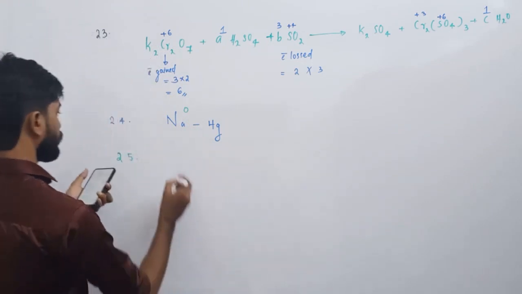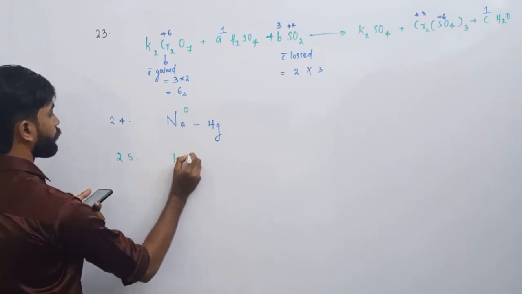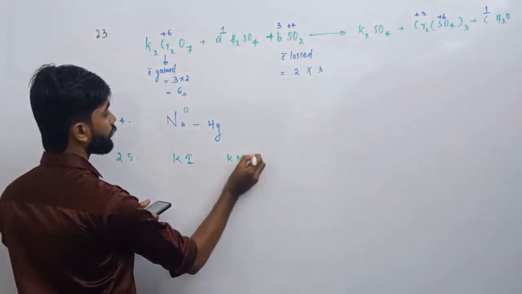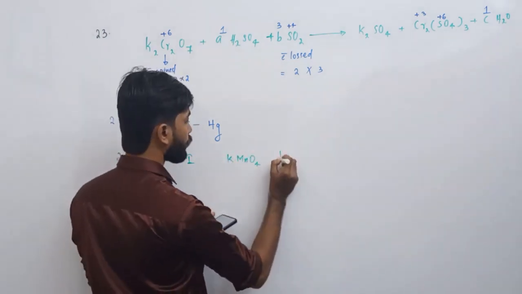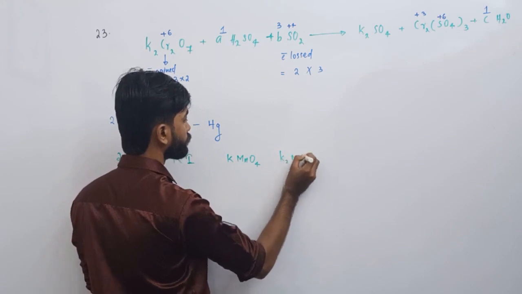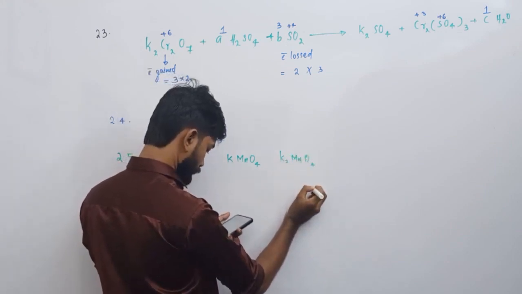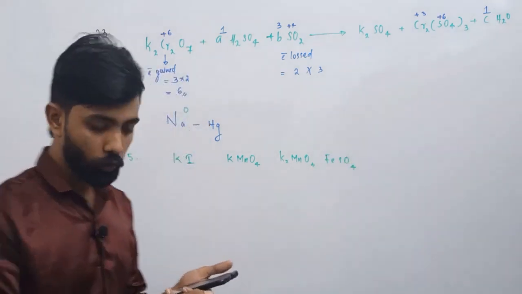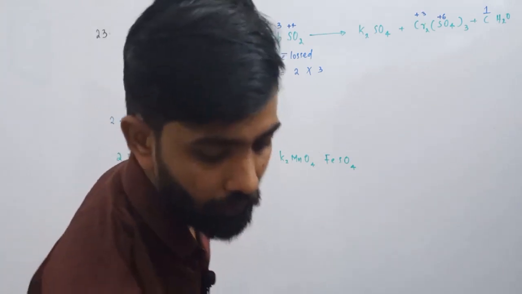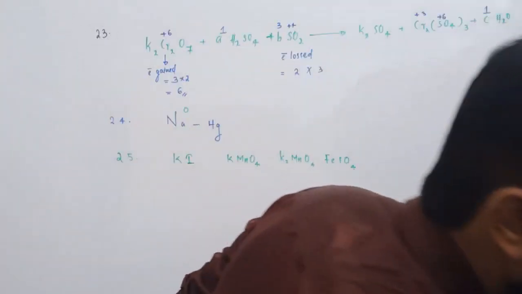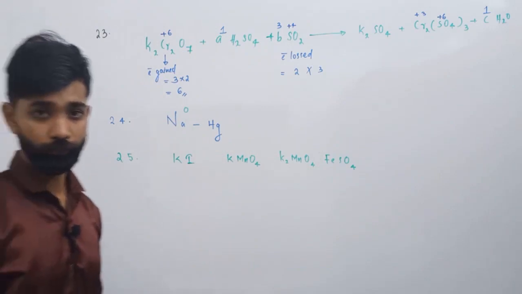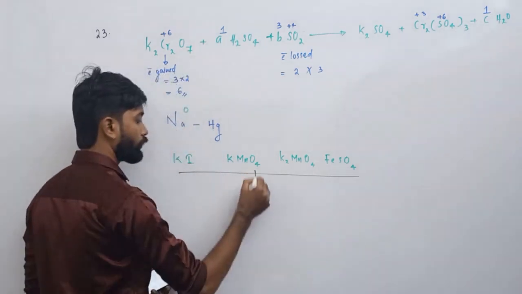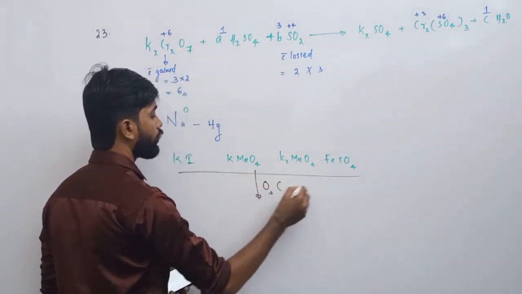And you are given four choices: potassium iodide, potassium permanganate, potassium manganate, and ferrous sulfate. These are all the compounds. The question is, among these, which one is not oxidized by ozone? Ozone is a good oxidizing agent.